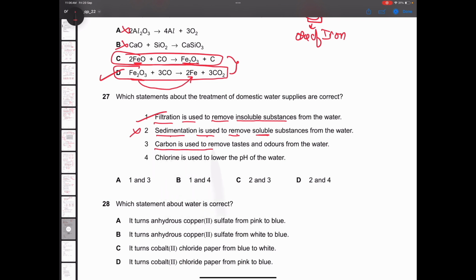Carbon is used to remove the taste and odor. This is correct. Chlorine is used to lower the pH of water. So they are saying that chlorine is used to make the water more acidic. No, that is not correct. Chlorine is used to kill the harmful microorganisms. So statements 1 and 3 are correct. So option A is correct.